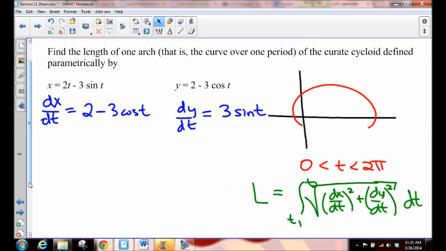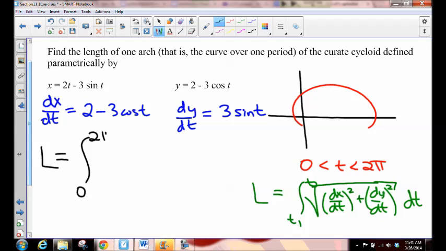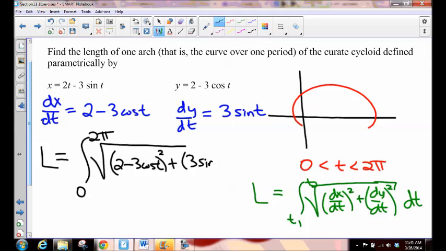And that means that we are ready to substitute into our length formula. So I'm going to have L is going to be the integral from 0 to 2 pi, because that's the interval of t that I need to make this complete arch, times the square root of dx dt squared. So I'm going to have 2 minus 3 cosine t all squared, plus dy dt squared. So I'm going to have 3 sine t all squared times dt.